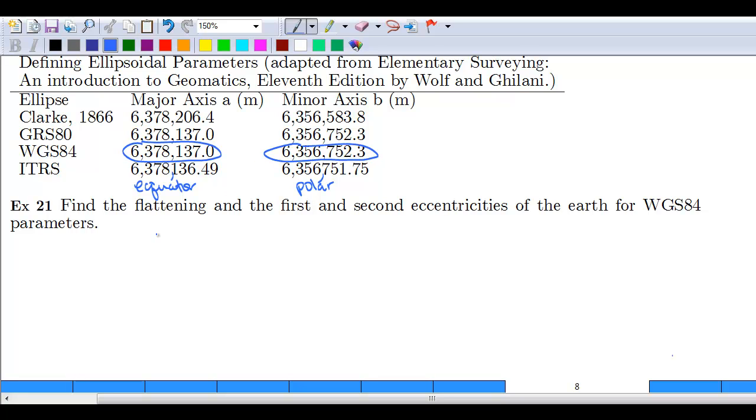And we'll start with the flattening. So F is equal to 1 minus B over A. Again, our minor axis B is here. That's our polar axis. So we have 1 minus 6,356,752.3 over 6,378,137.0. So if you go through and calculate all of that out, you should get your flattening coefficient to be 0.00335. And you can see how this is very close to 0.